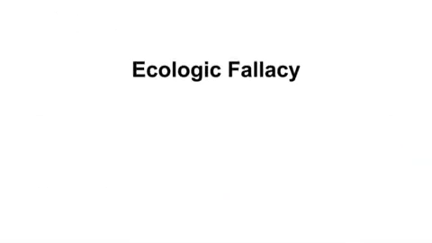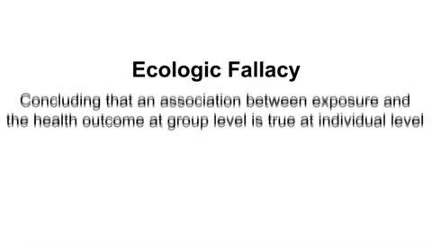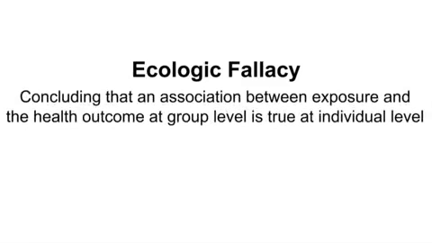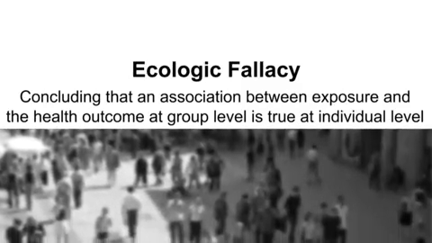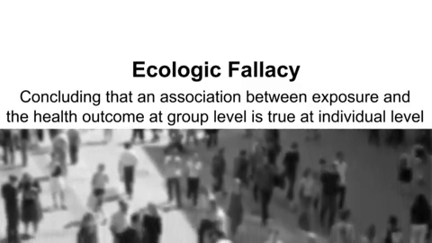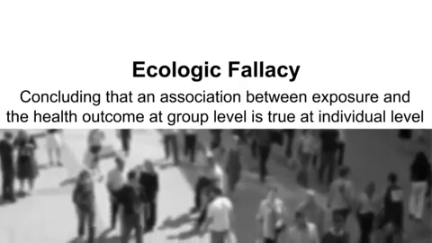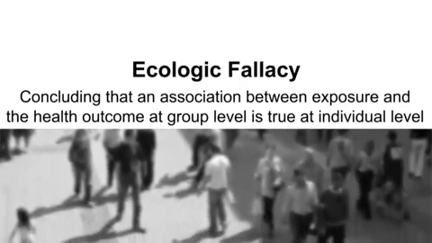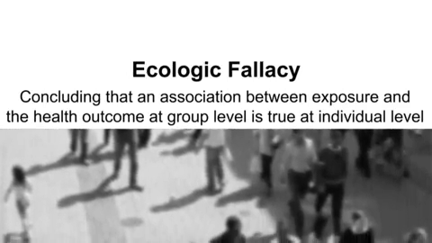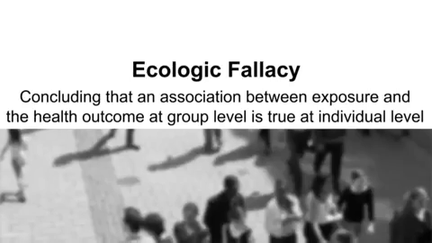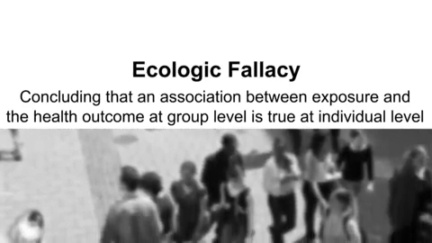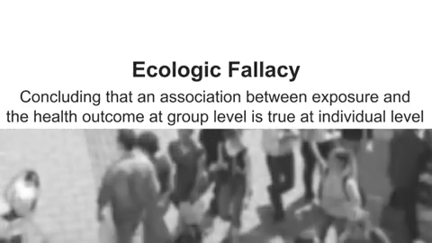This leads us to the ecologic fallacy, the major limitation of an ecologic study design. An ecologic fallacy is concluding that an association between the exposure and the health outcome at a group level is true at an individual level, when this may not be true. The reason for this fallacy is that we do not know the link between exposure and the health outcome among individuals within each group, i.e. we don't know the number of diseased persons who were exposed or non-exposed in the high exposure group, nor in the low exposure group. What we find at a group level may not hold true in an individual level.